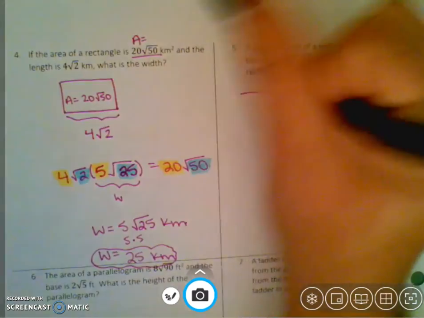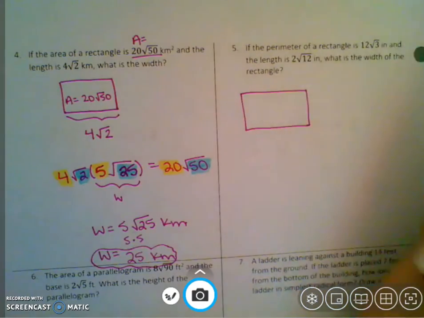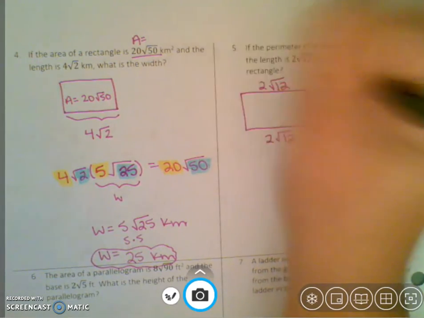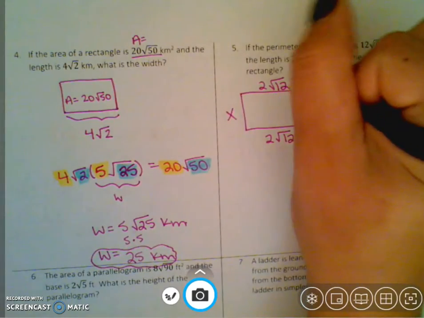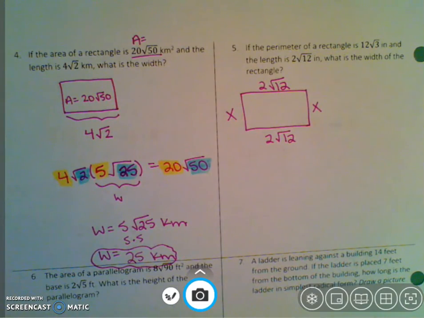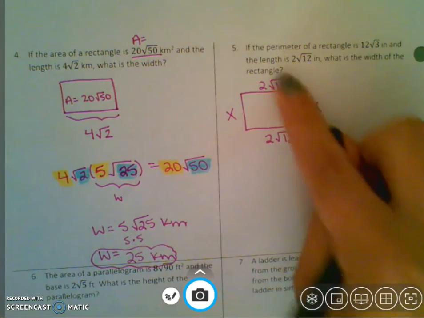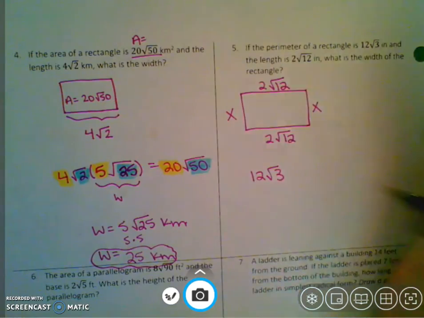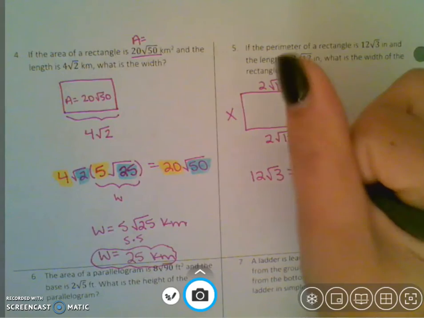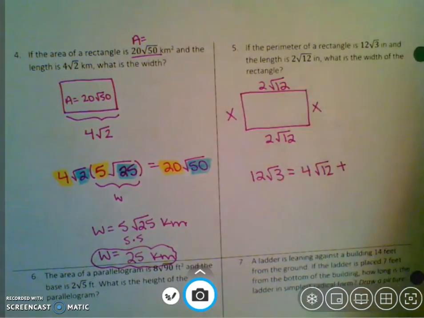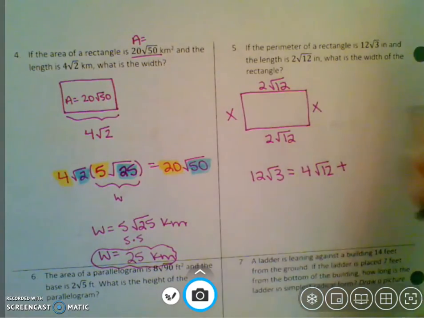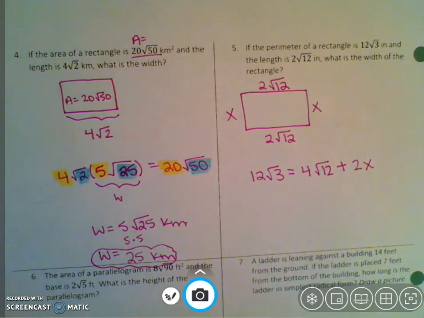So let's draw a picture. I know the length is 2 root 12, which means this side is also 2 root 12. And we're trying to find these sides right here. So I know part of my perimeter, if I add these together, I have my perimeter is 12 root 3 equals, these two put together is 4 root 12, plus, I don't know these two lengths. So what's x plus x? 2x. So now it's kind of like a two-step equation.